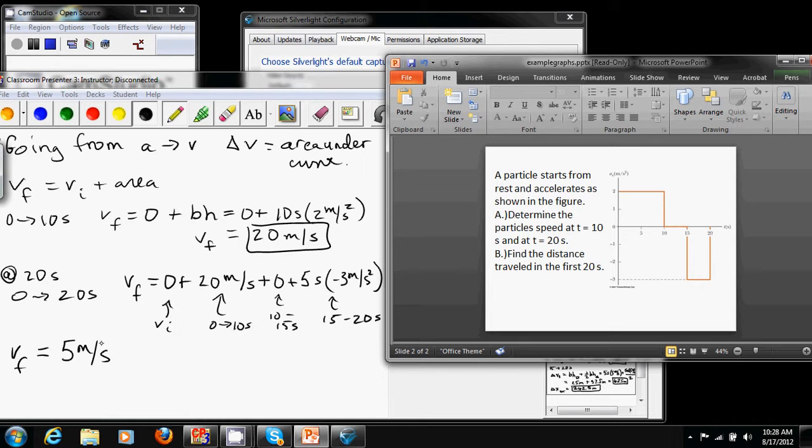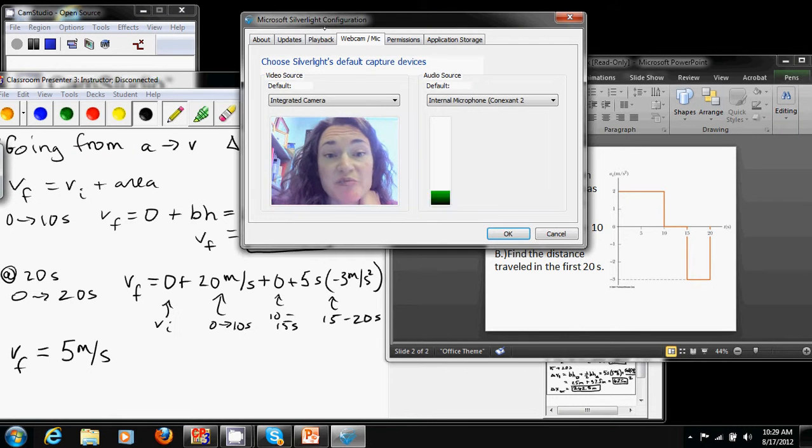So now to find the speed at time 20 seconds, I just sum over everything that's gone on over that whole time. 0 plus 20 plus 0 plus negative 15. So that's 20 minus 15, which gives me 5 meters per second for my final velocity or speed here. Okay, velocity and speed are kind of interchangeable here. Remember, speed is the absolute value of the velocity, so that's positive 5 meters per second. That's our first part of our question. I'll do part B in the next video.